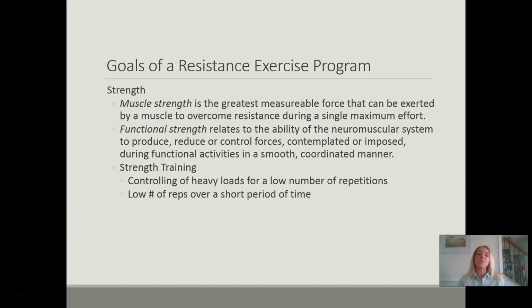When we're talking about true strength training, we're looking at controlling heavy loads for a low number of repetitions. So this is going to be a low number of reps over a short period of time, lifting heavy weights, heavy objects.